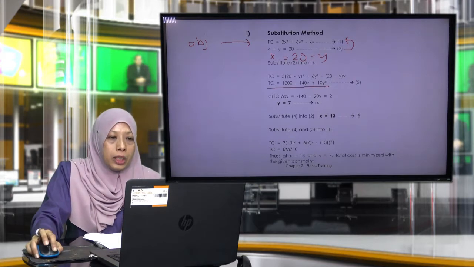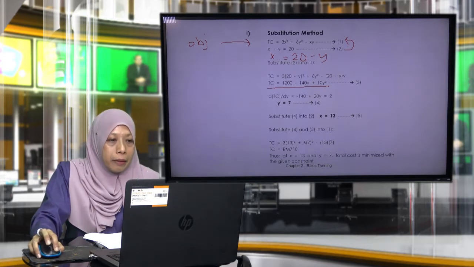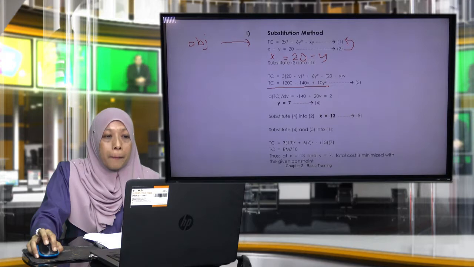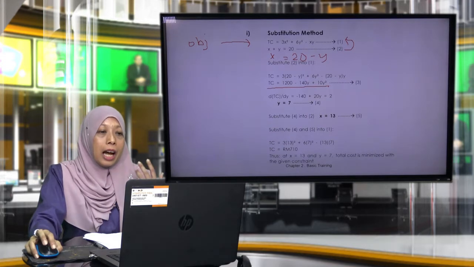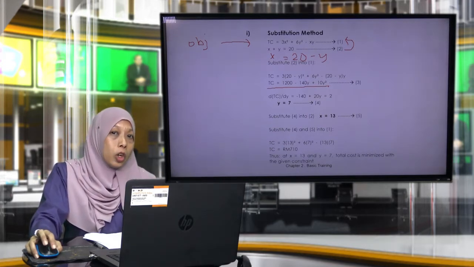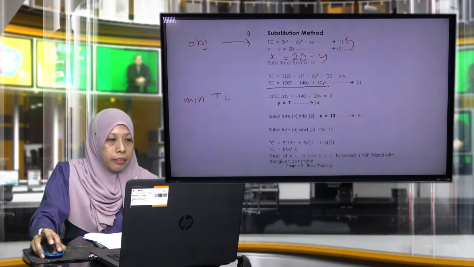Once you have this, you expand it, and you're going to end up getting TC equals 1200 minus 140y plus 10y squared. So this is the new objective function after you have incorporated the production constraint. When you are done with that, you can try to find the solution for your problem. Remember, your main objective is to minimize total cost.